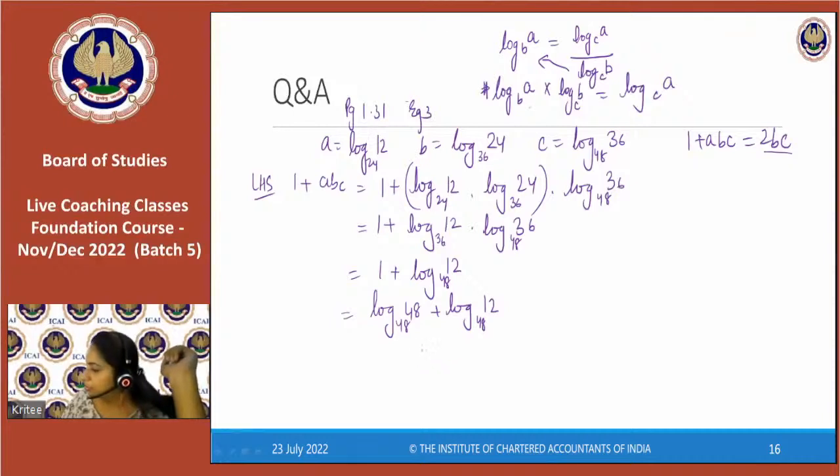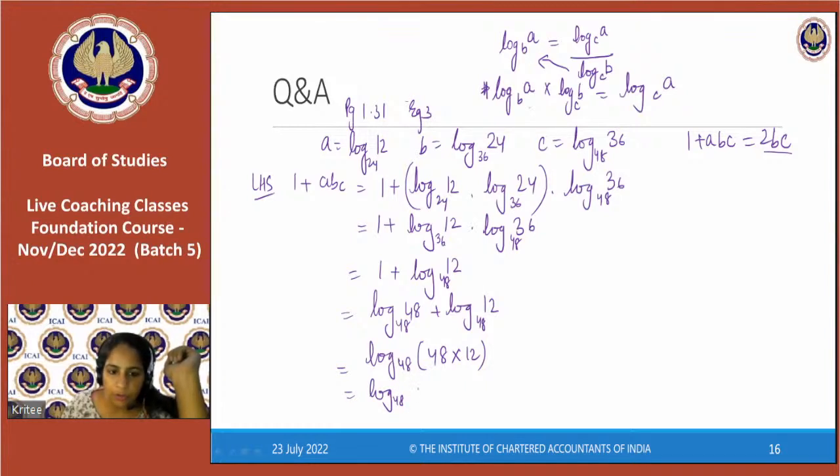Okay. So now what is happening? Bases are the same and they are adding: log m plus log n. Log m plus log n is equal to what? Log to the common base of m into n. Okay. So this can be written as log 48 to the common base.